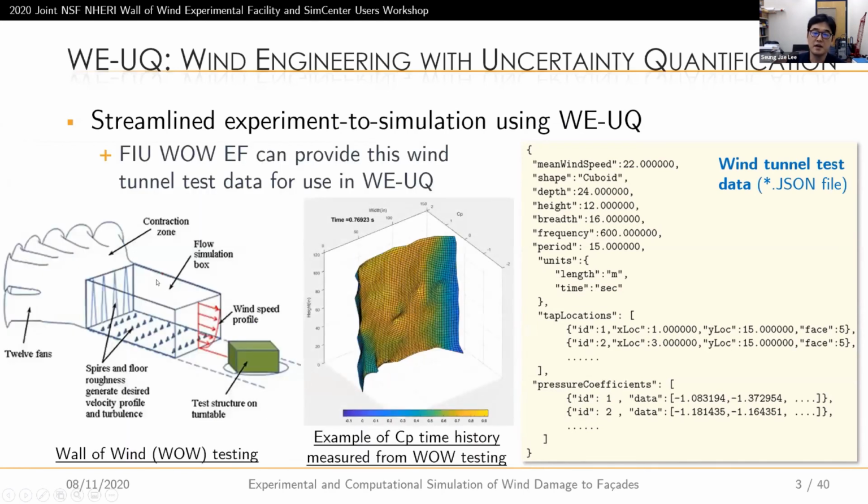FIU Wind EF can provide this sort of wind tunnel test data. So users can streamline this experiment to simulation process with uncertainty quantification using VUQ. This type of Cp time history can be put in the last part of this info file.